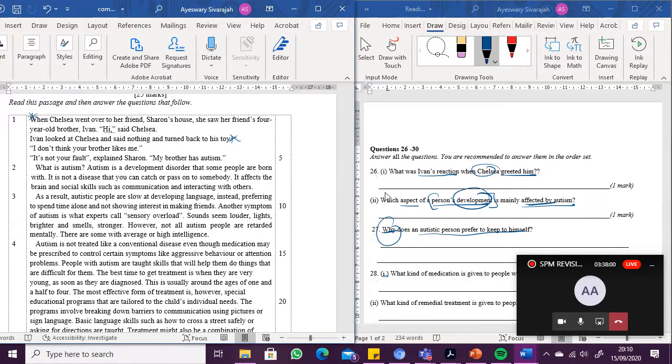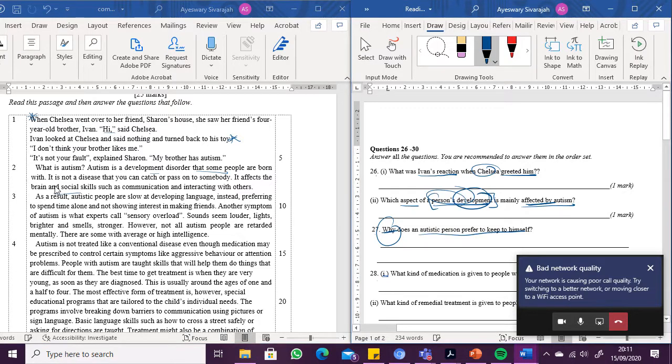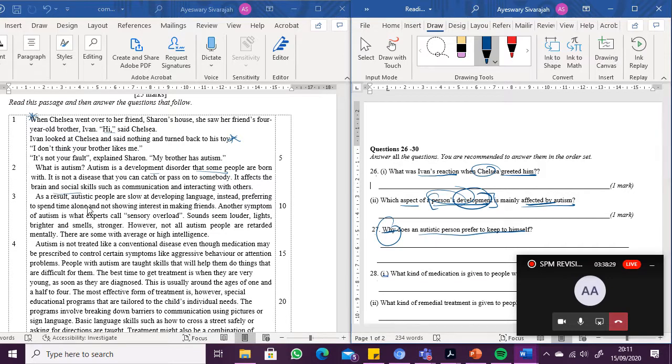So from here, if you look here, all the other questions, the answers won't be here. It will be in a continuous form. All right. So if you look at number 2, which aspect of a person's development is mainly affected by autism? So let's look into it. All right. I see development disorder. Okay. All right. Brain and social skills. So since you're talking about personal development, brain and social skills, then 27, it won't be up here. It will continue. All right.